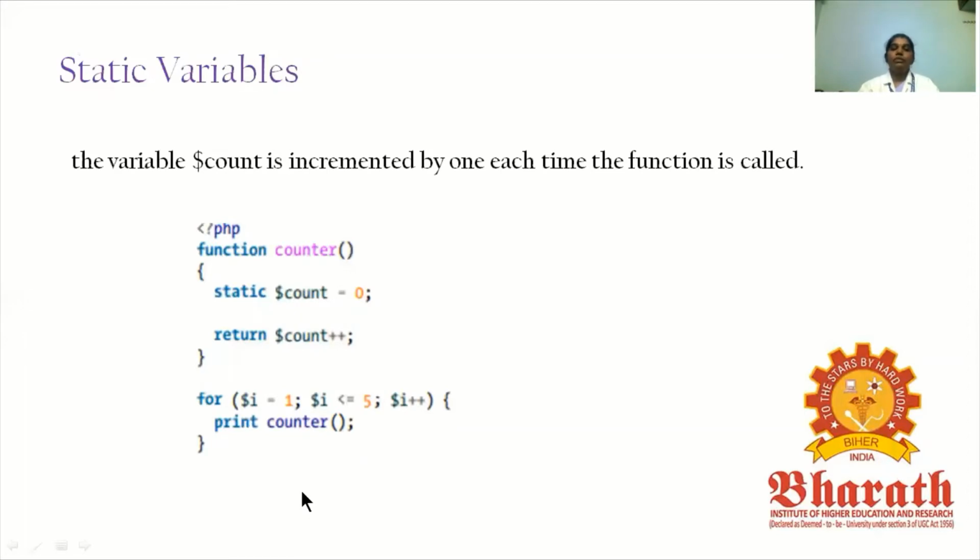The variable $count is incremented by 1 each time the function is called. See, each time the function is called, it increments the counter by 1, right? Okay, see here. Inside the function, what is the function name? Counter is the function, and inside we have one static variable, static $count is equal to 0, and the return statement returns the value to the calling function, right? Where is the function called? Inside the for loop only it is available. It will invoke and return the value.